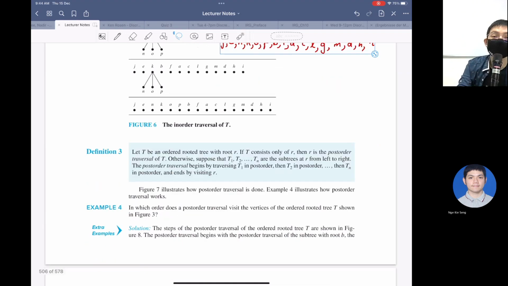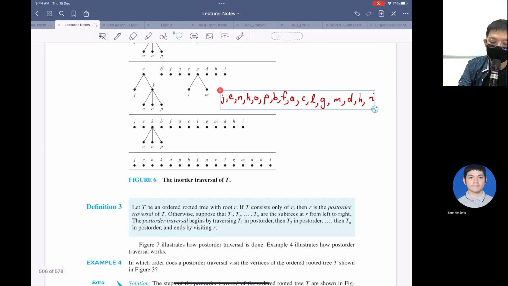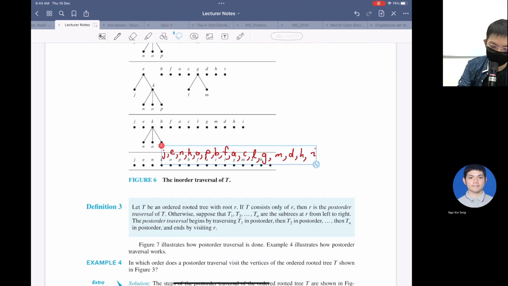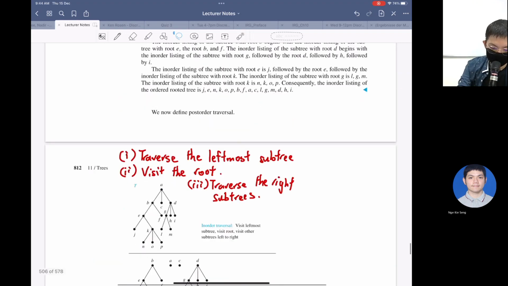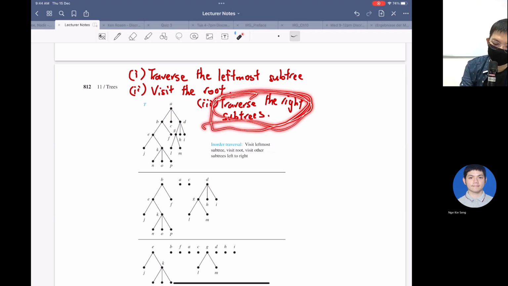What do you mean, stop and see? Go back to the tree. Which step? Actually, this step hasn't finished. This step means you need to keep traversing the right subtree.